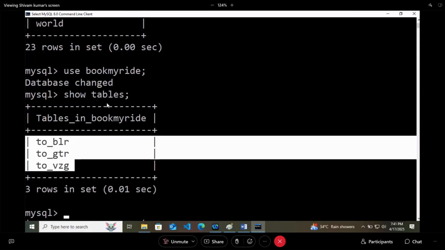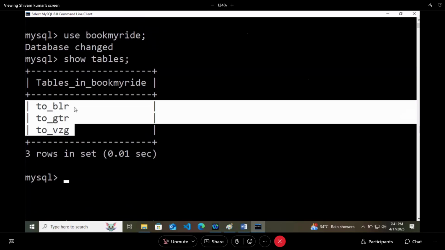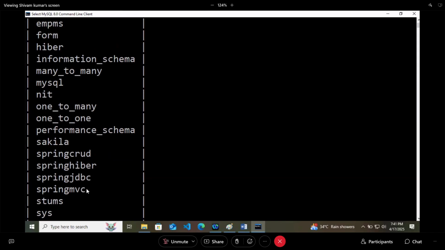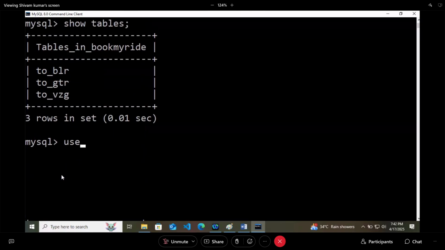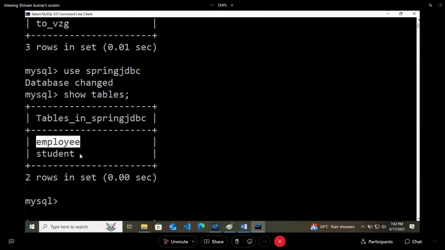Now all these things we will do later, like the same kind of application or some different application we will build for you. So this is what we did last time, when we were discussing Spring JDBC. This was the database. Now even I forgot what we did in this. Show tables. So we worked on an employee table and one student table. So like that we will do.